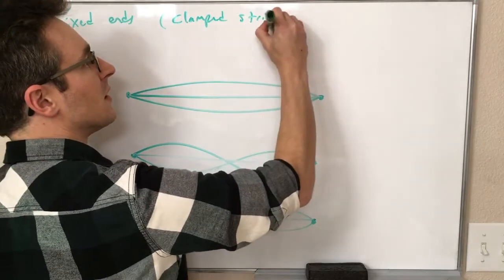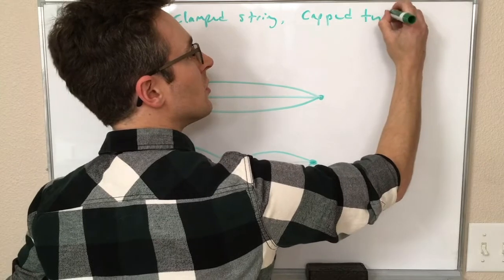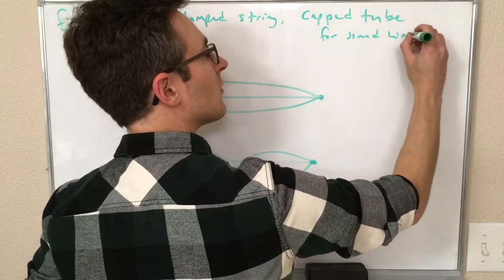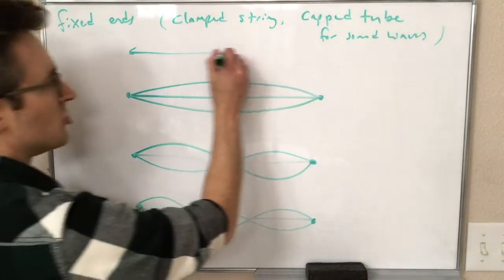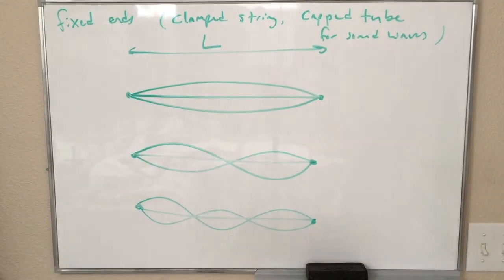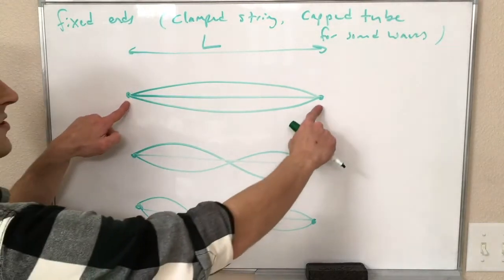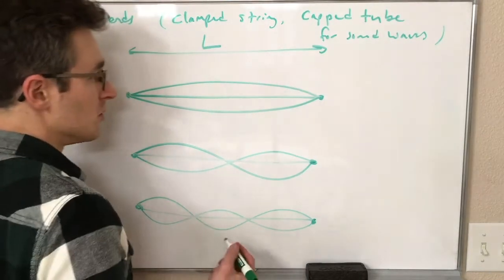So that is like a clamped string or a capped tube for sound waves. Okay, so let's say generically our system is size capital L, whatever that distance is. We could plug a number in, and let's look at what we know about this system. So we know that the distance between any two adjacent nodes is half a wavelength, lambda over 2.